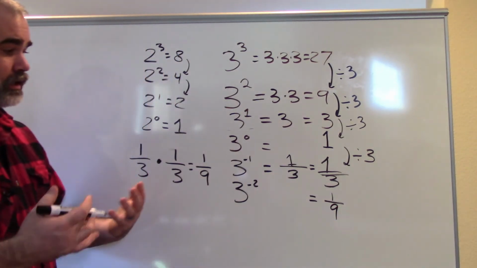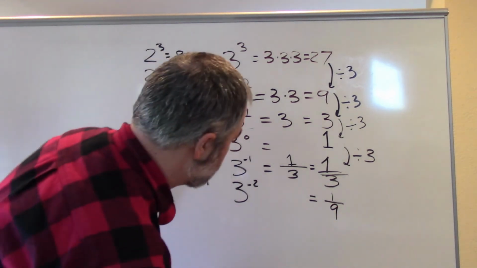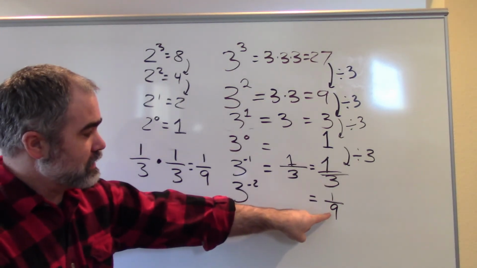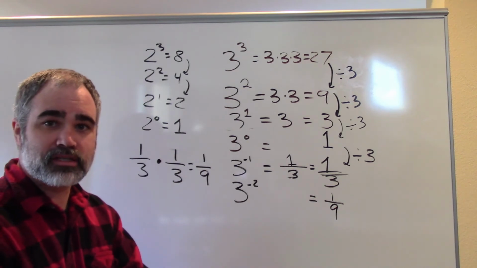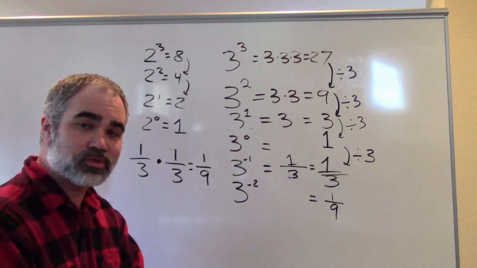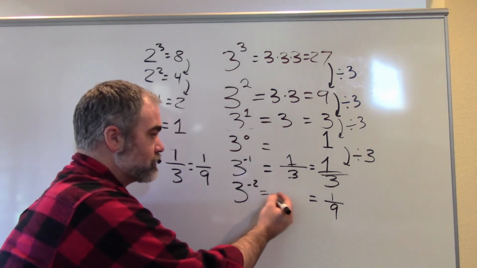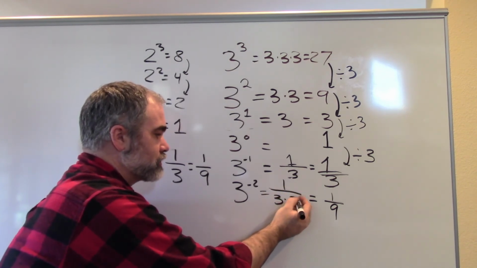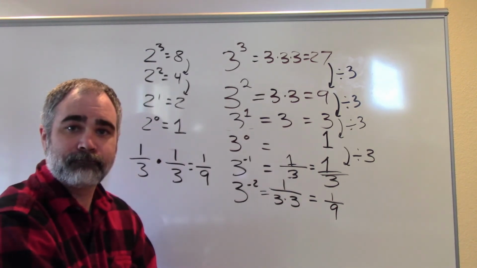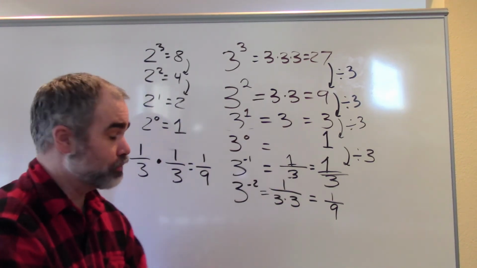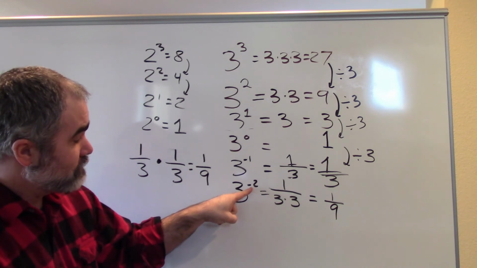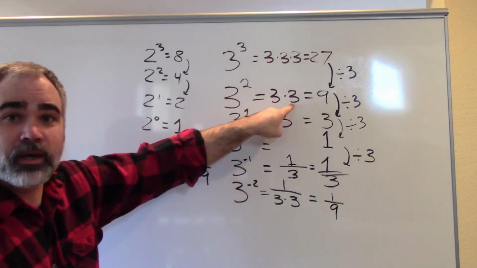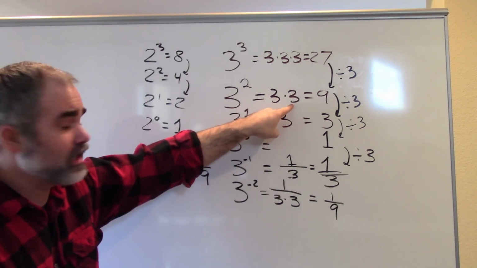1/9. Now here's the cool part where the pattern really becomes interesting. What's the relationship between 9 and 3? Well, it's just 3 times 3. So this pattern is actually 1/3 times 3, which is super cool because negative 2 is 1/3 times 3, positive 2 is 3 times 3. It's exactly the same thing.